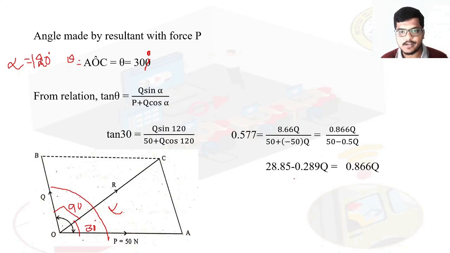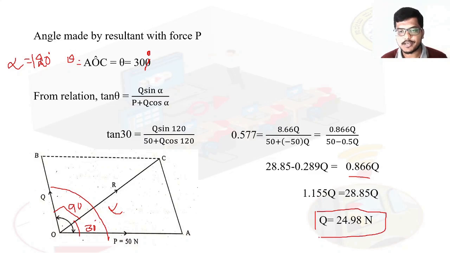When we further simplify, we get 28.85 minus 0.289 Q is equal to 0.866 Q. So 1.155 Q is equal to 28.85. So the value of the smaller force magnitude is 24.98 Newton when we simplify. Simple basic mathematics: when we apply the law, we get the value of Q as 24.98 Newton.